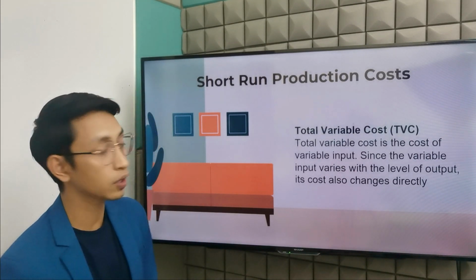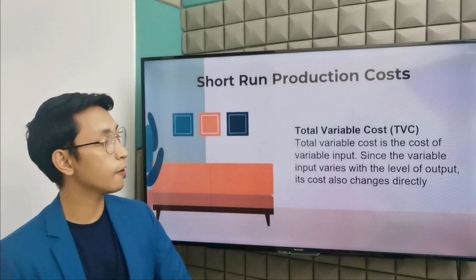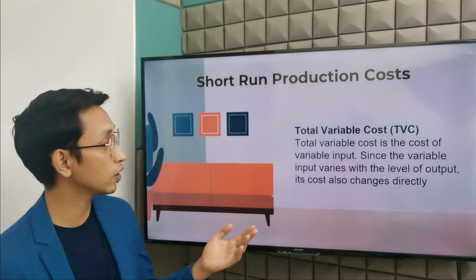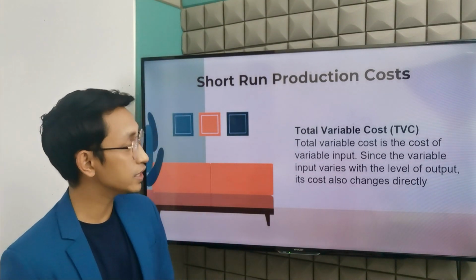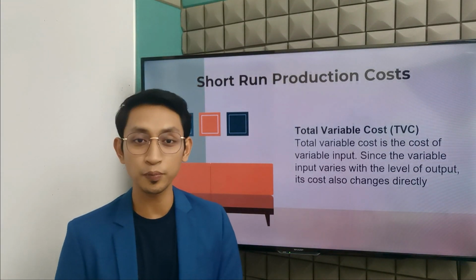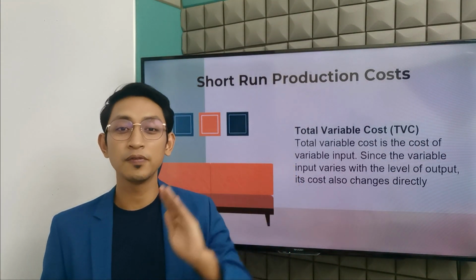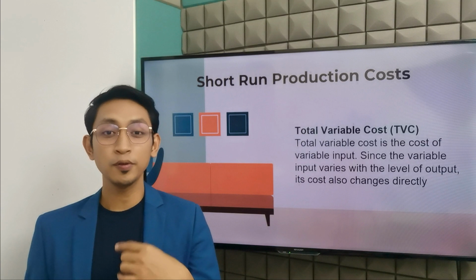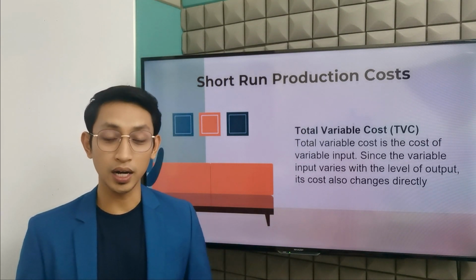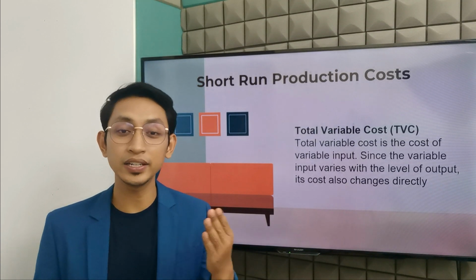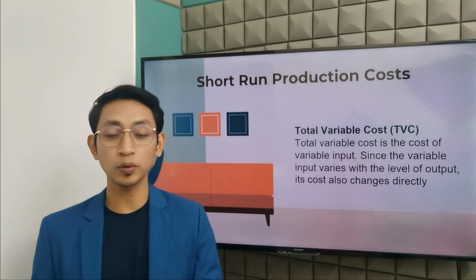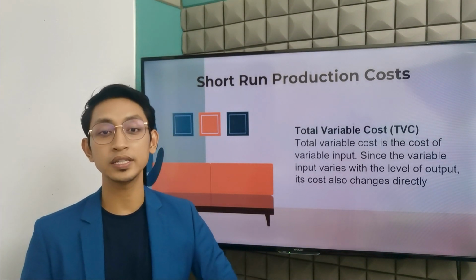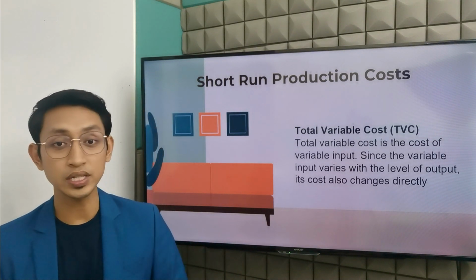Second one, we have total variable cost. Total variable cost is the cost of variable input. In order for you to get a variable input, you need to pay a certain cost, and that cost is what we call total variable cost. Since the variable input varies with the level of output, as the output increases, variable cost also will increase. I gave you the example of cake. If you want to produce a cake, you need 1 kg of flour. What if you want to produce 100 units of cake? You will need to purchase 100 kg of flour. So flour is one example of variable cost in this case. Okay, so this is total variable cost.